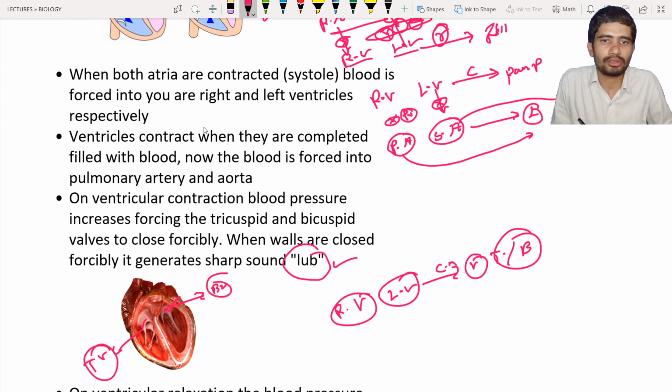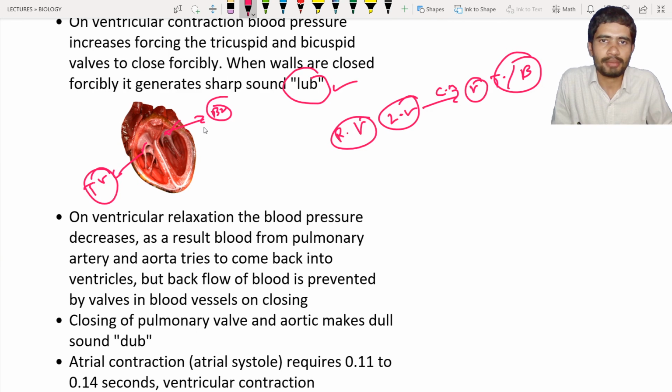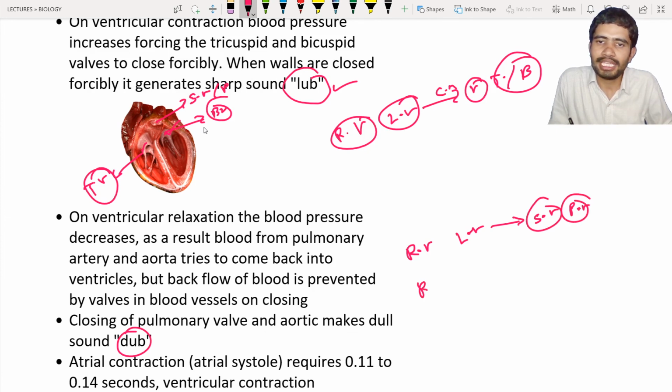Okay, so next, when the lub sound is over, when will the dub sound be seen? Here you can see the pulmonary valve and systemic valve. When these valves open, the blood will be pumped from the right ventricle and also left ventricle to their respective blood vessels. So when these are going to contract, what will happen? The valves will open. Which valves will open? Systemic valve and also pulmonary valve will open. Okay, fine. So when the right ventricle, left ventricle is going to relax, what will happen?